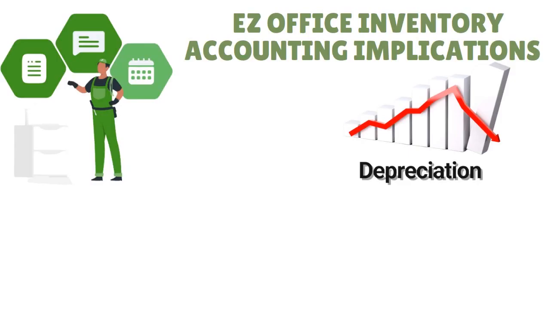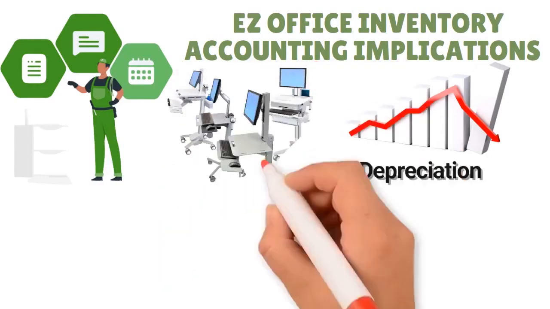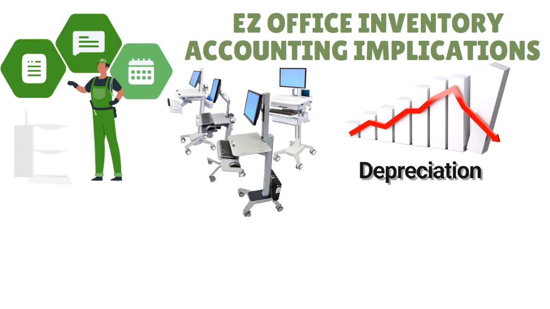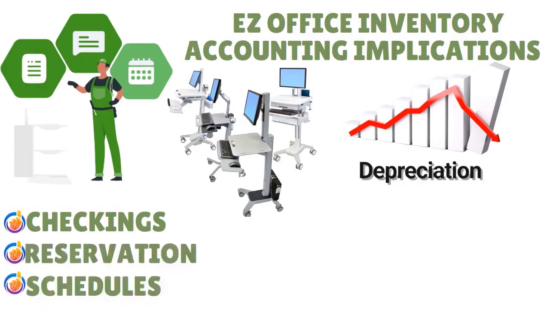And because Easy Office Inventory is cloud-based, it also comes fully loaded with a robust mobile app that basically operates like a mobile workspace. Within the app, your maintenance employees can easily view all their action items for the day, including check-ins, reservations, and scheduled maintenance tasks.